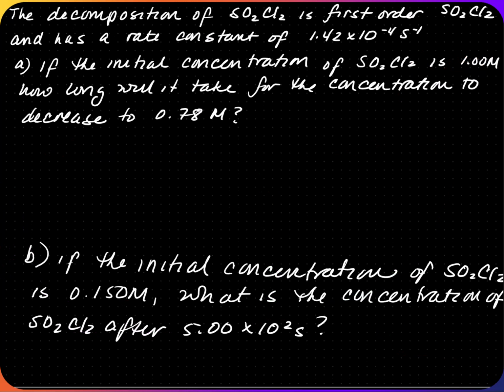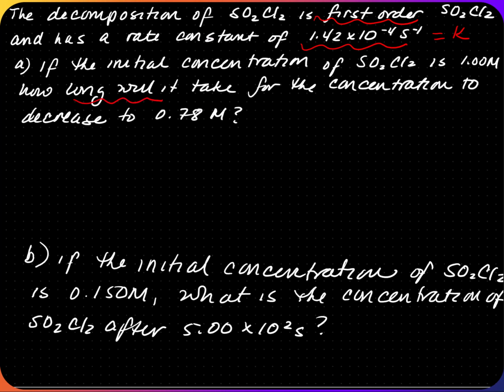So the decomposition of SO2Cl2 is first order and has a rate constant of this. So this is my k. If the initial concentration is 1.00 molar, how long?